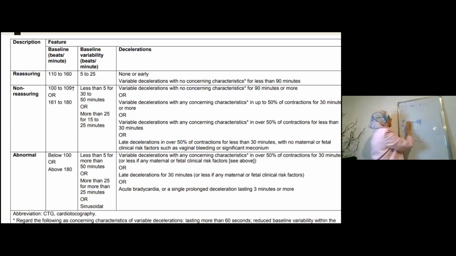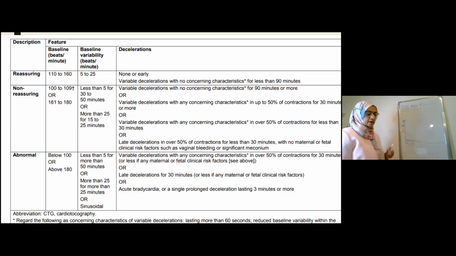Now you will find many confusing things about the deceleration. Try to keep it simple, okay? I like the swimming analogy to explain to you the relationship of the decelerations with the contractions. So the mom is contracting. Remember, this is the most important part of the CTG, the contraction part, okay?